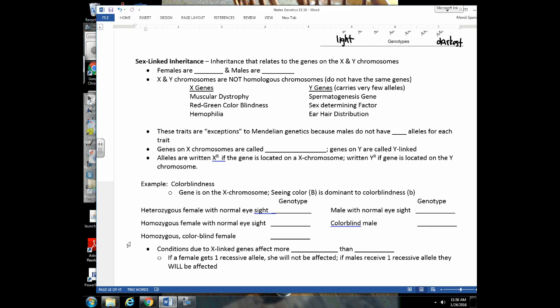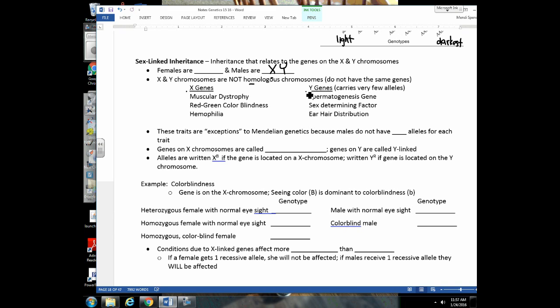Moving into sex-linked inheritance. So remember we said that most people have 2 codes for every trait. Well, that's not going to be the case for traits that are found on the sex chromosomes. Because if there's a gene on the X and guys are XY, then they're only going to get 1 allele for these traits that are found on the X, because the alleles on the X do not match the alleles on the Y. They're not homologous. And I just gave you some examples of some genes we find on the X, and they're only on the X, they're not on the Y.